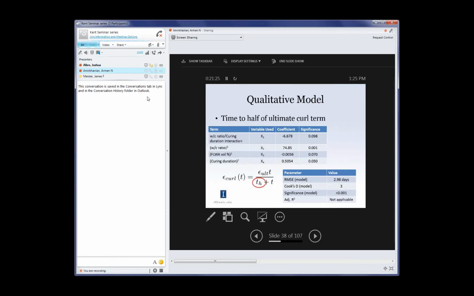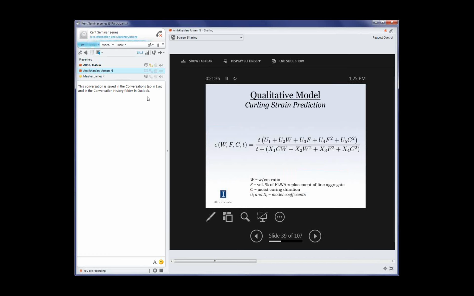And then we predict this term here, and these are 4 coefficients. Again, very good statistical behavior. And we come up with this. It's a hyperbolic form because you have a time times a unit and then a time plus a unit. And it makes the curling strain at any time t a factor of water cement ratio, light weight, and curing duration. So this is very useful.